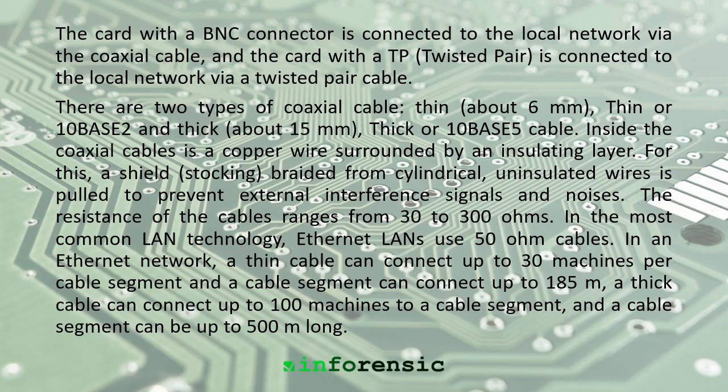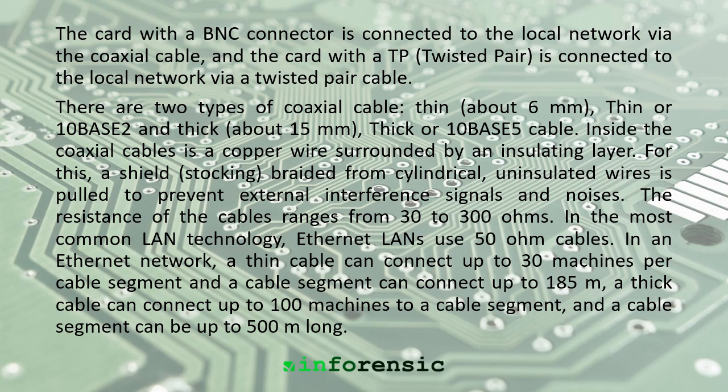There are 2 types of coaxial cable: thin, about 6 mm, 10 BASE2, and thick, about 15 mm, 10 BASE5 cable. Inside the coaxial cables is a copper wire surrounded by an insulating layer. Around this, a shield, a stocking braided from cylindrical uninsulated wires, is pulled to prevent external interference signals and noises. The resistance of the cables ranges from 30 to 300 ohms. In the most common LAN technology, Ethernet, LANs use 50 ohm cables.